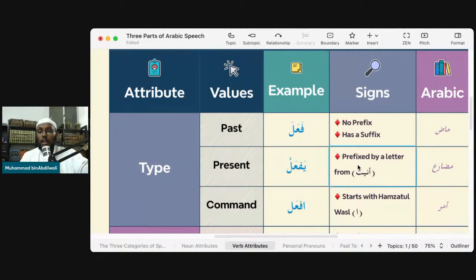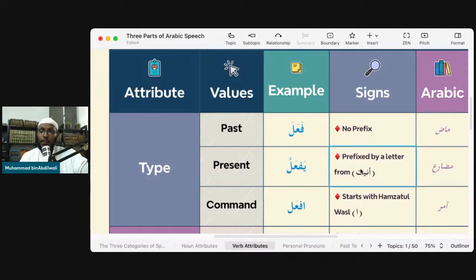Okay, so the biggest difference between past tense and present tense is what? Is the fact that this one has a prefix. You know, this one has a suffix. Let's get rid of this because a present tense has a suffix as well. So let's get rid of that. Let's just say this is the main difference. Past tense has no prefix, hasn't anything added to the beginning of the verb, and present tense does. Okay, what does it have prefixed?